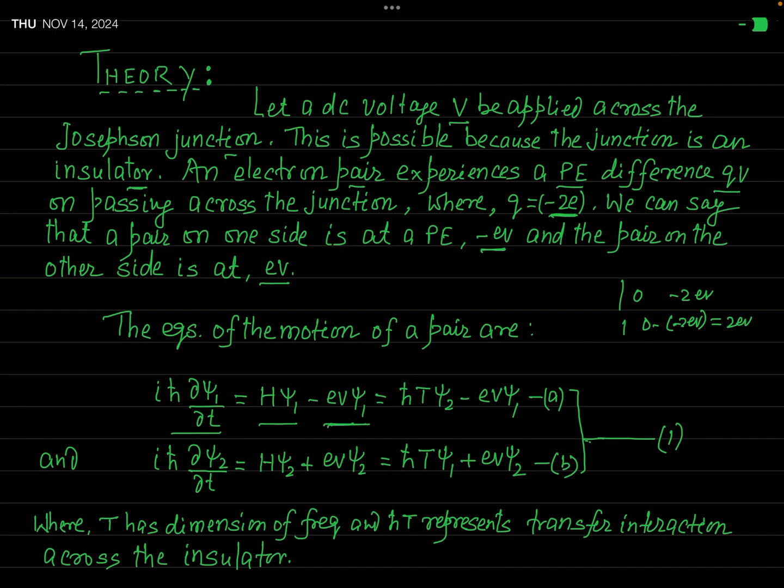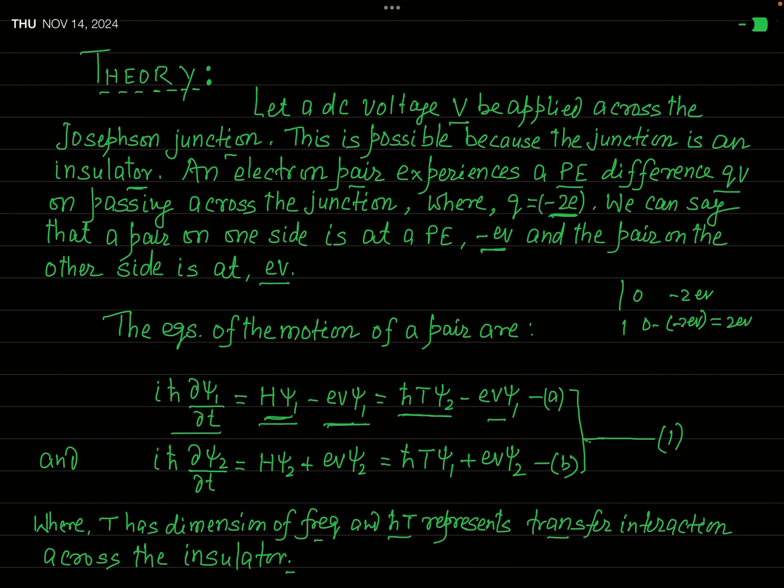But you have seen that H psi1 is equal to h bar T psi2. You have learned this fact in your previous lecture. Here T is a quantity having the dimension of frequency or rate, and h bar T represents the transfer interaction across the insulator. So instead of H psi1, now you can write h bar T psi2, and the second term stays as it is.